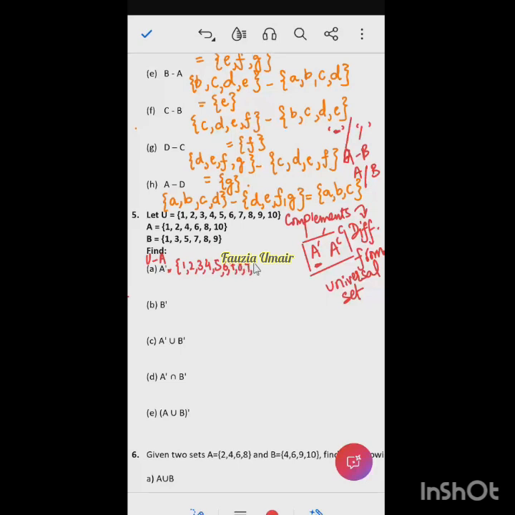Achha, can anyone tell me what is a universal set? If somebody asks you how to define a universal set, what will you say? Can anyone tell me what is a universal set? All right. So I will explain it again.